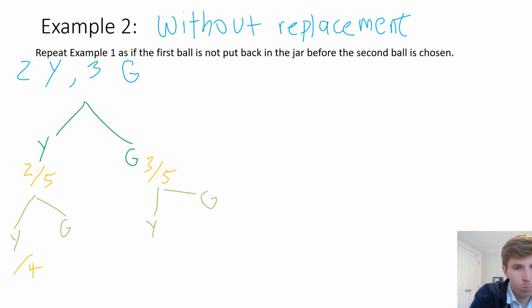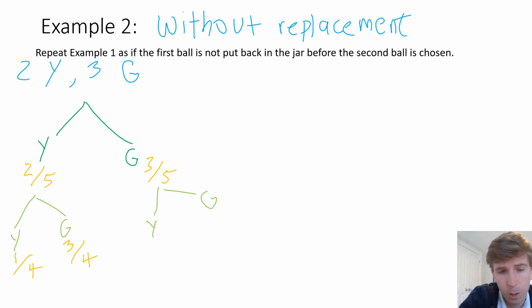And you already picked one of the yellows, so there's only one yellow left. So the probability of picking that second yellow, given that you already picked the first yellow, is now only just 1/4. I can do similar logic for green. There's 4 total balls. 3 of them are green. So that probability is 3/4.